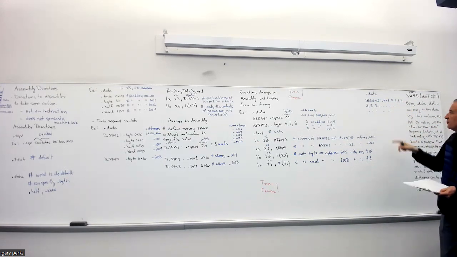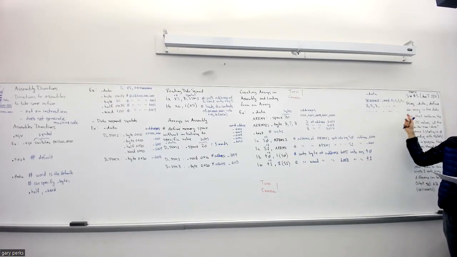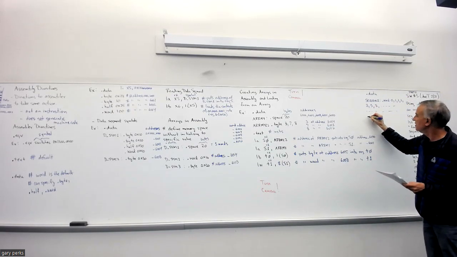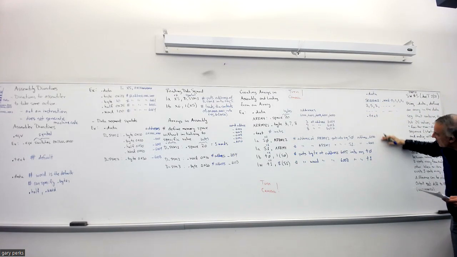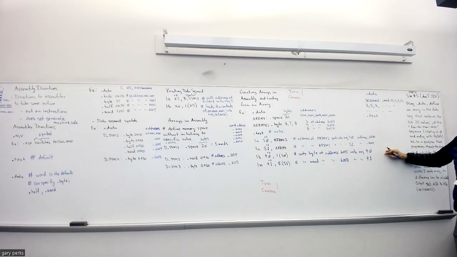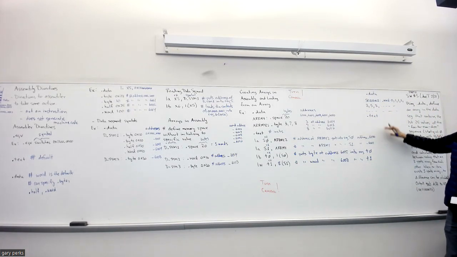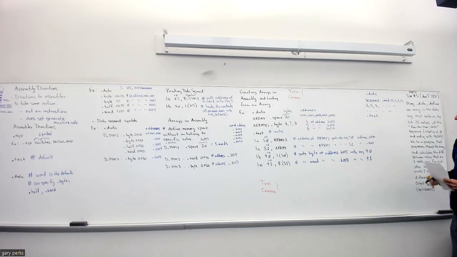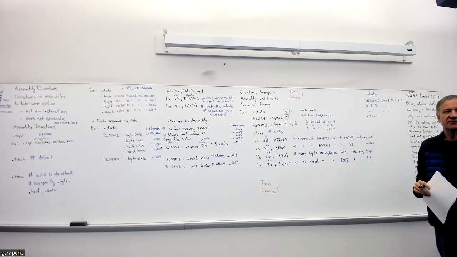Okay, so that's the part I'm going to give you, just how you set up the array in the data segment. Then you put .text, because that tells the assembler that what follows is your program, your instructions. So this is what you've got to figure out to make this happen.